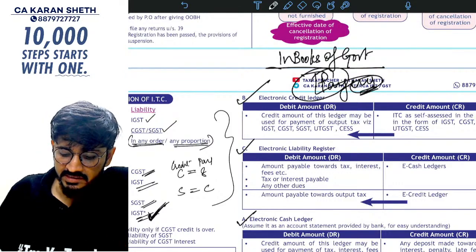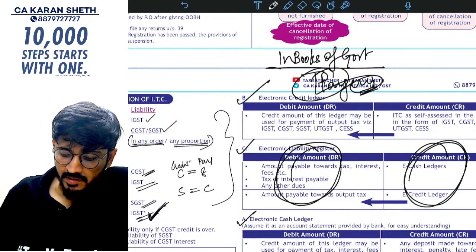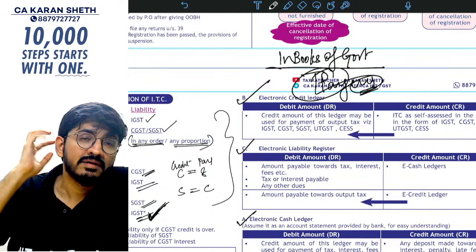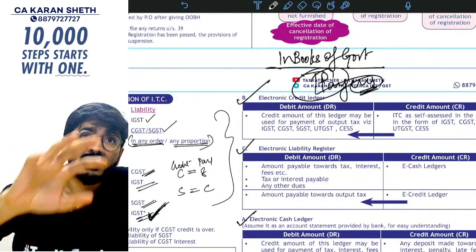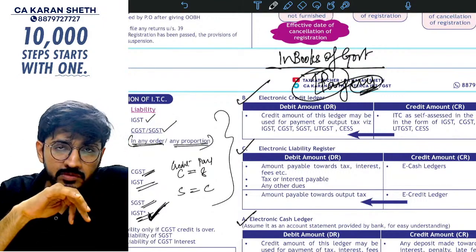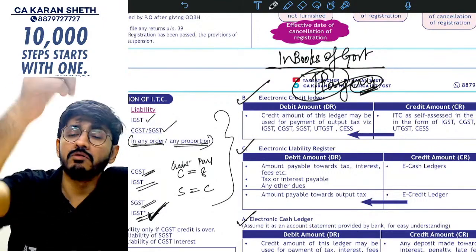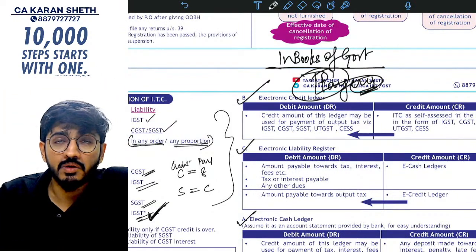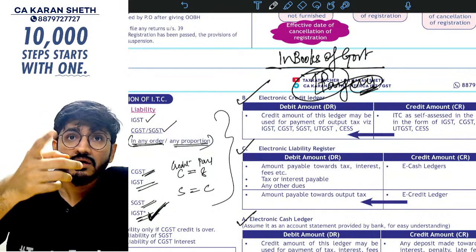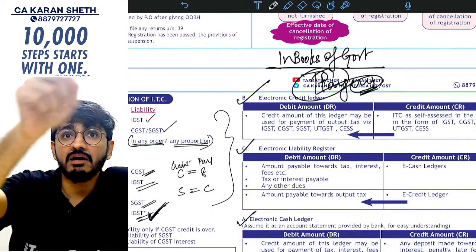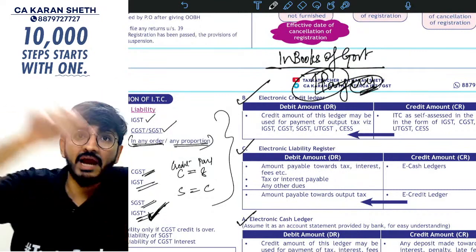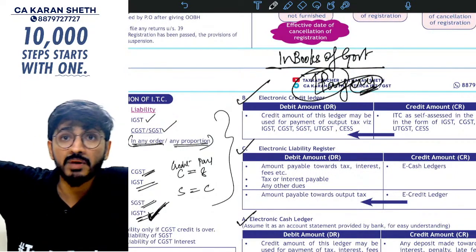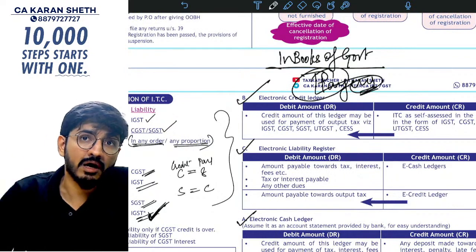Again, this is the debit side, this is the credit side. Understand that the money in the e-cash ledger and ITC, you are claiming from the government, so it's receivable for the taxpayer, and which is why it is payable by the government to the taxpayer. So the government owes ITC to the taxpayer, and the government owes the money in the e-cash ledger to the taxpayer, just like the bank owes the money in the bank account to the account holder.